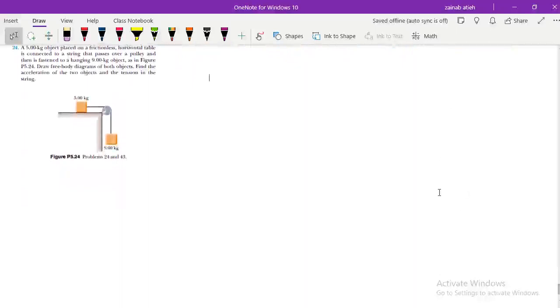Now problem 24, page 142. A 5 kilogram object placed on a frictionless horizontal table is connected to a string that passes over a pulley and then is fastened to a hanging 9 kilogram object as in figure P5.24. Draw free body diagrams of both objects. Find the acceleration of the two objects and the tension in the string. This pulley is massless. Okay, we are dealing with massless pulleys in this stage.